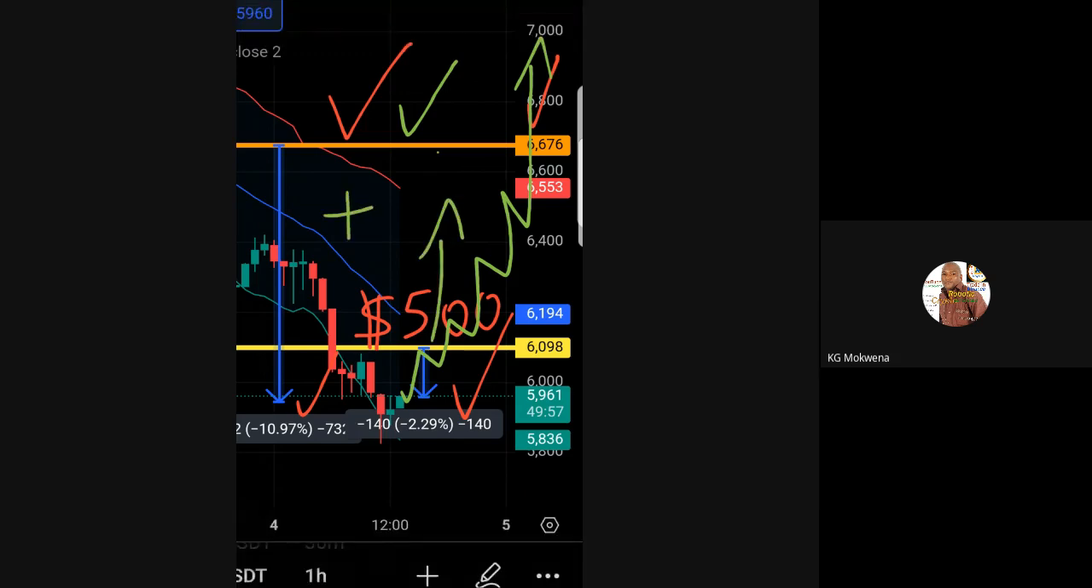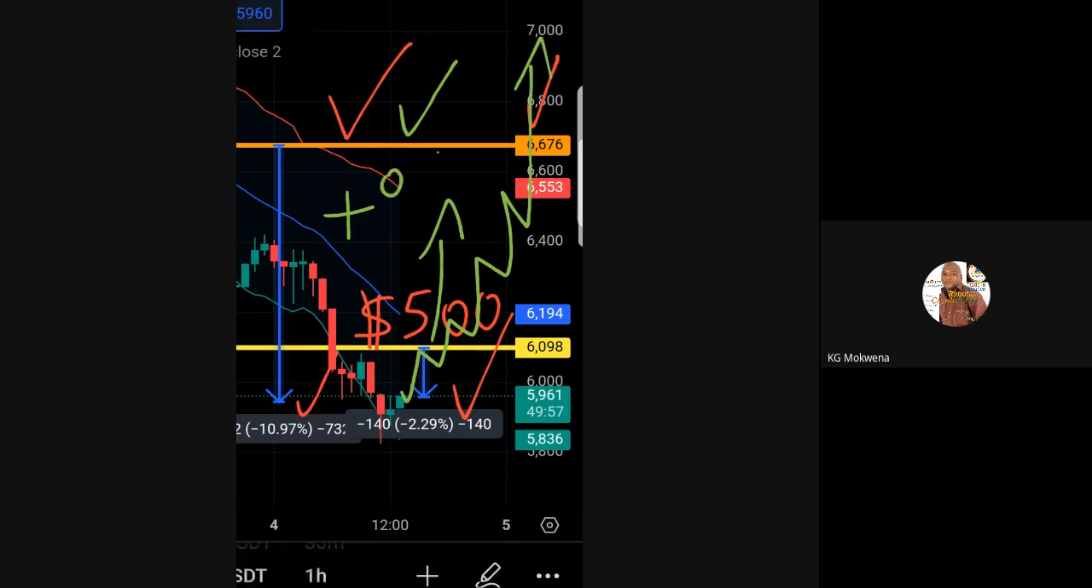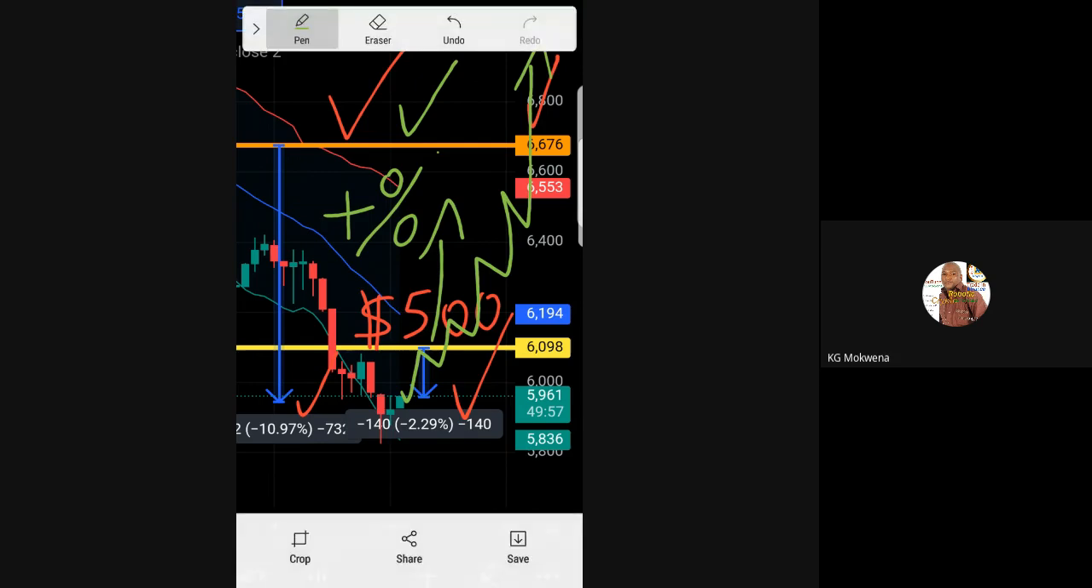That is plus, it's a positive percentage, so to speak. Anything above the yellow line is a positive percentage, a floating profit. Anything above the orange line is a floating profit also. So now you know that margin calls, this is how they move.